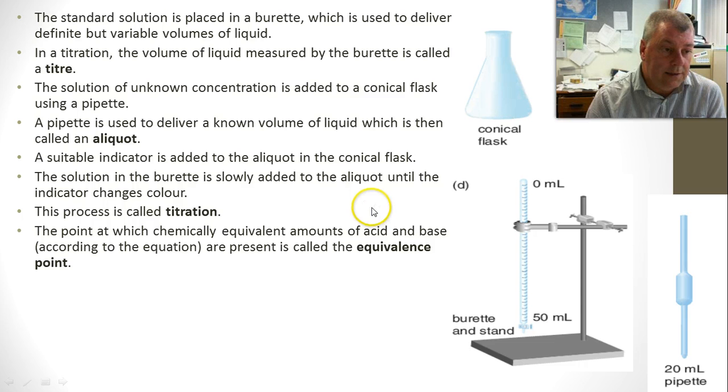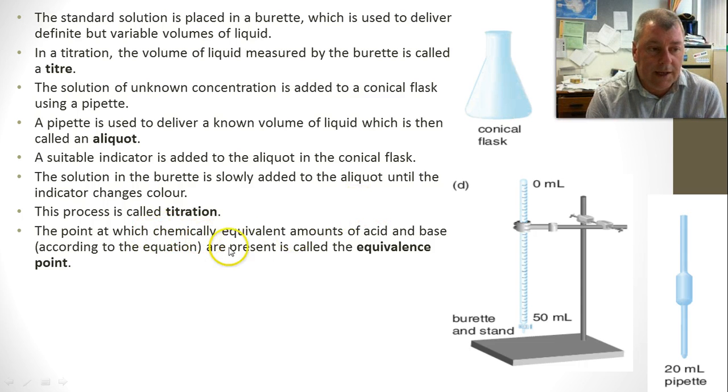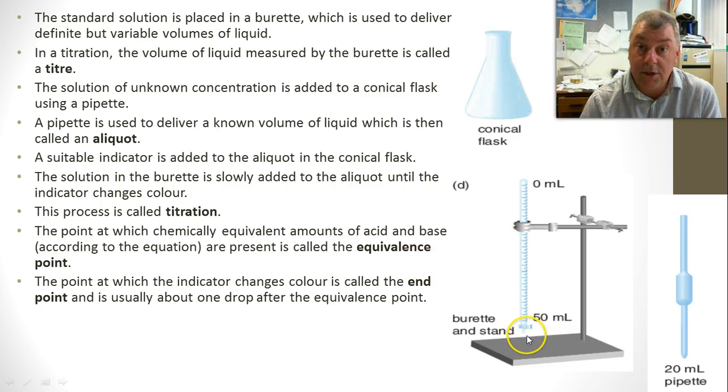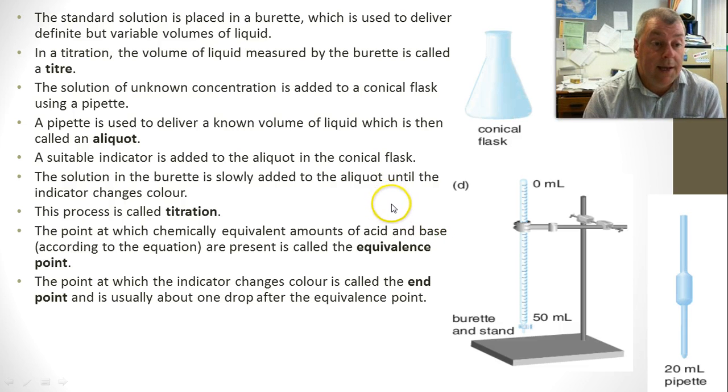I keep clicking and nothing's happening. At the point at which chemically equivalent amounts of acid and base, according to the equation that controls it, are present, that's called the equivalence point. There's another way of pronouncing it. The point at which the indicator changes color is called the end point, and is usually about 1 drop after the equivalence point. So you have to be measuring out this using the tap to an accuracy of within 1 drop, and it takes a bit of practice and a bit of skill.